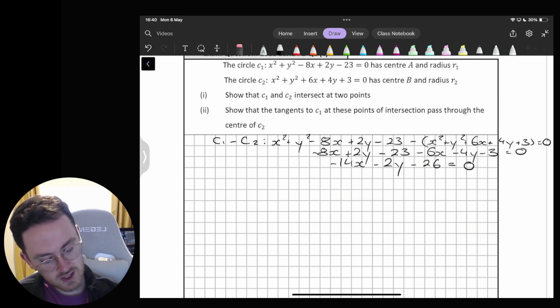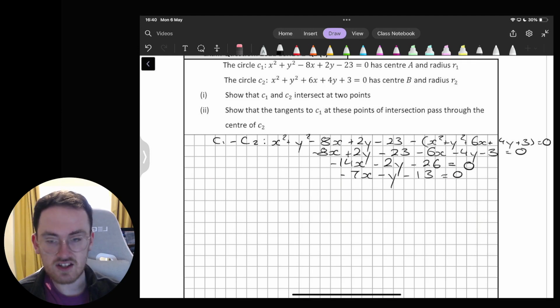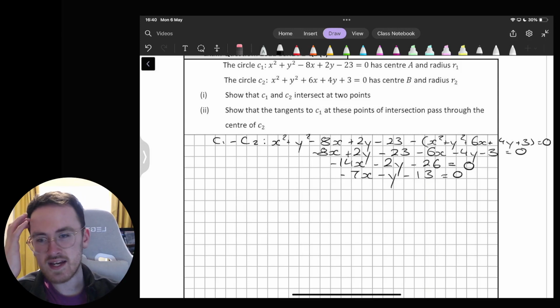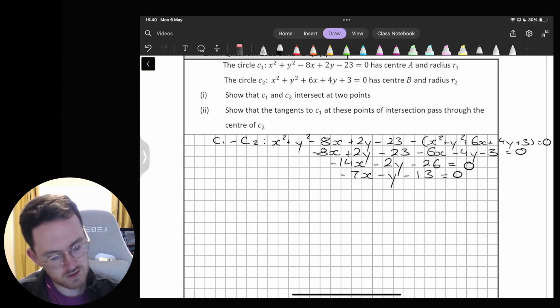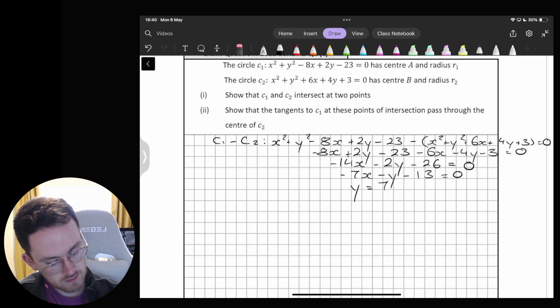Okay, and I could divide across by 2 there to get minus 7x minus y minus 13, and I could again change the signs of this too. But this is my common chord, okay? So I need to show that this common chord is going to intersect with the circles in 2 points, and then that's going to prove the first part of the question. So rewriting this, I get y equals minus 7x minus 13, okay?